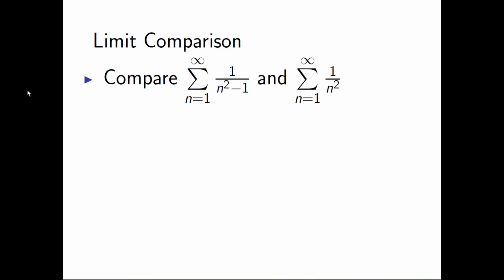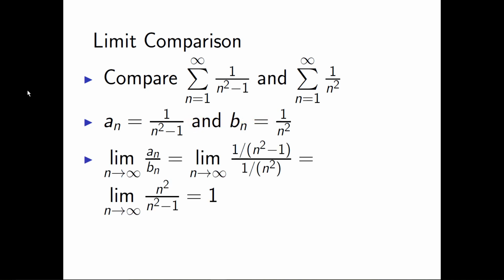However, our choice is still pretty good, so we're going to use the limit comparison again between the 1 over n squared minus 1 and the 1 over n squared. Okay, so we're going to assign an to equal 1 over n squared minus 1 and bn to be 1 over n squared. And note this is pretty arbitrary at this point. We could have had those the other way around. It really doesn't matter. But now we're going to take that limit, as we said.